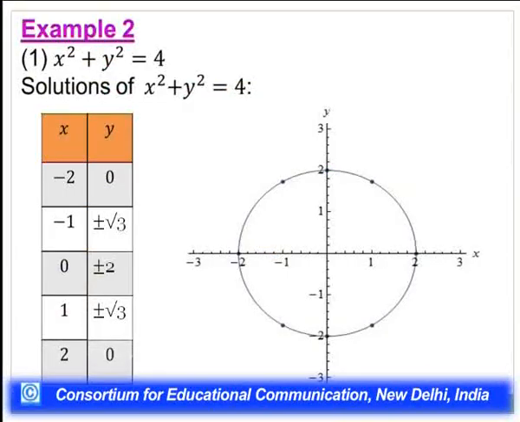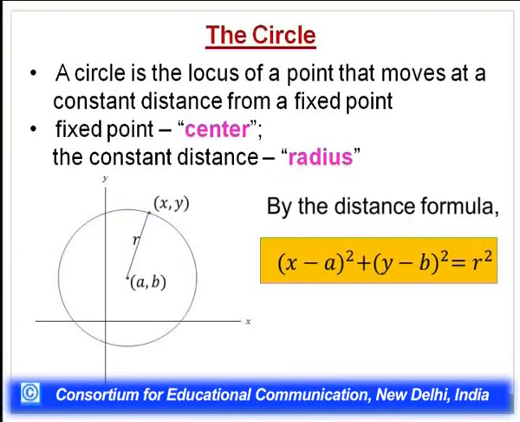But since we're talking of a circle here, let me, as an aside, quickly talk about the circle in terms of coordinate geometry. A circle is basically the locus of a point, locus as in a curve or a set of points that moves at a constant distance from a fixed point. The fixed point is called the center of the circle.